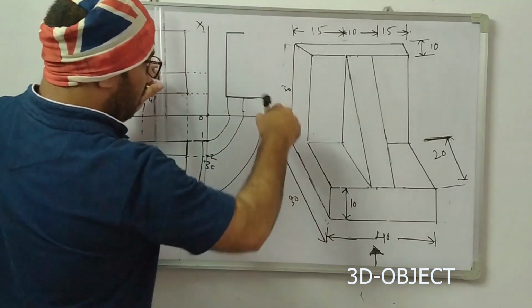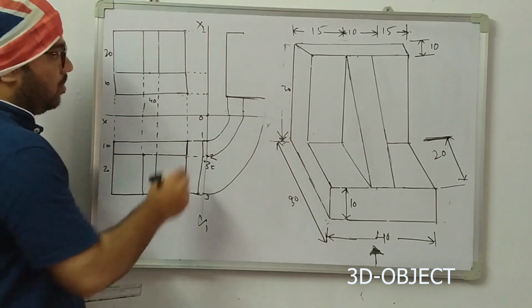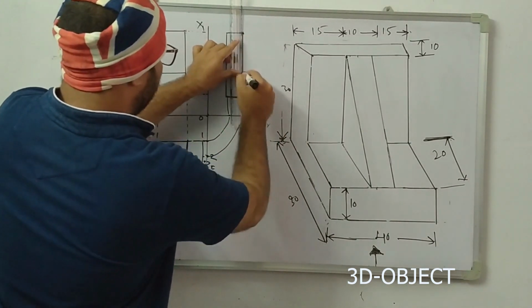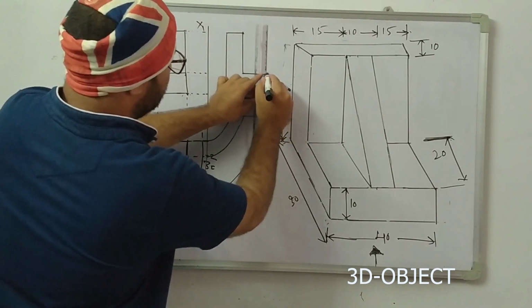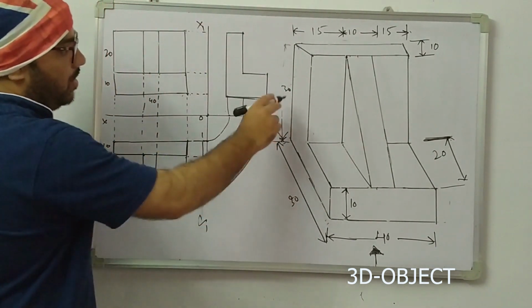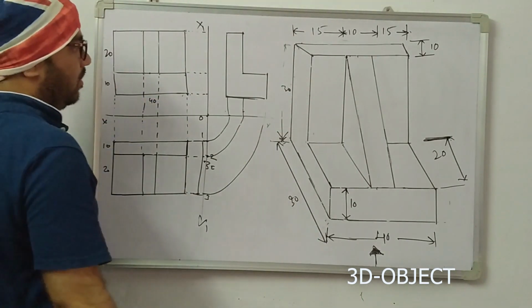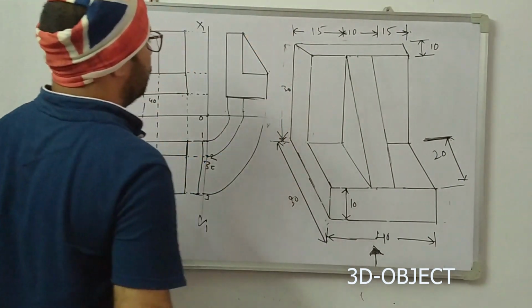From here onwards, draw down up to this height. This height is 10 mm, and shift it. Close the box and you will get the L shape. Now this is a slant face. The slant line, the true inclination, will be seen from here to here. So this is the side view we will construct.